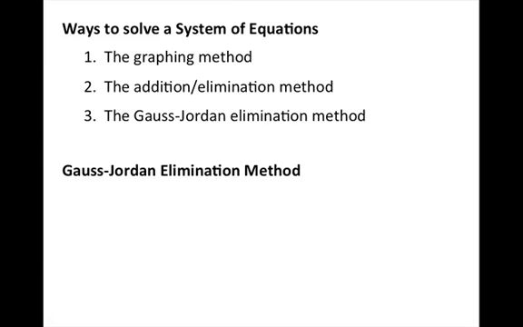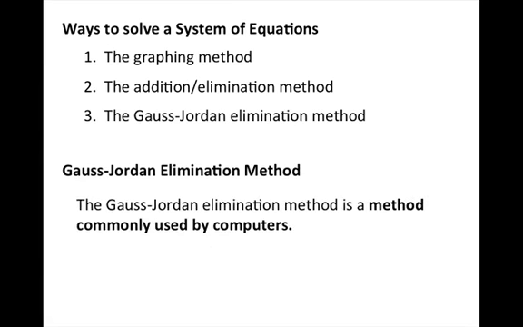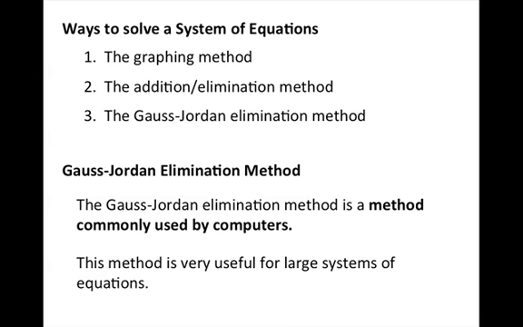Well, the Gauss-Jordan elimination method is a method that's commonly used by computers. This method is very helpful for large systems of equations. When I'm working the problems on my own, if I have a 2x2 system, a system with two equations and two unknowns, I'm probably going to use the addition-elimination method to solve it. However, if I have more than two equations or more than two variables, I go to the Gauss-Jordan elimination method. It's just a little bit easier to keep track of all the equations and variables.